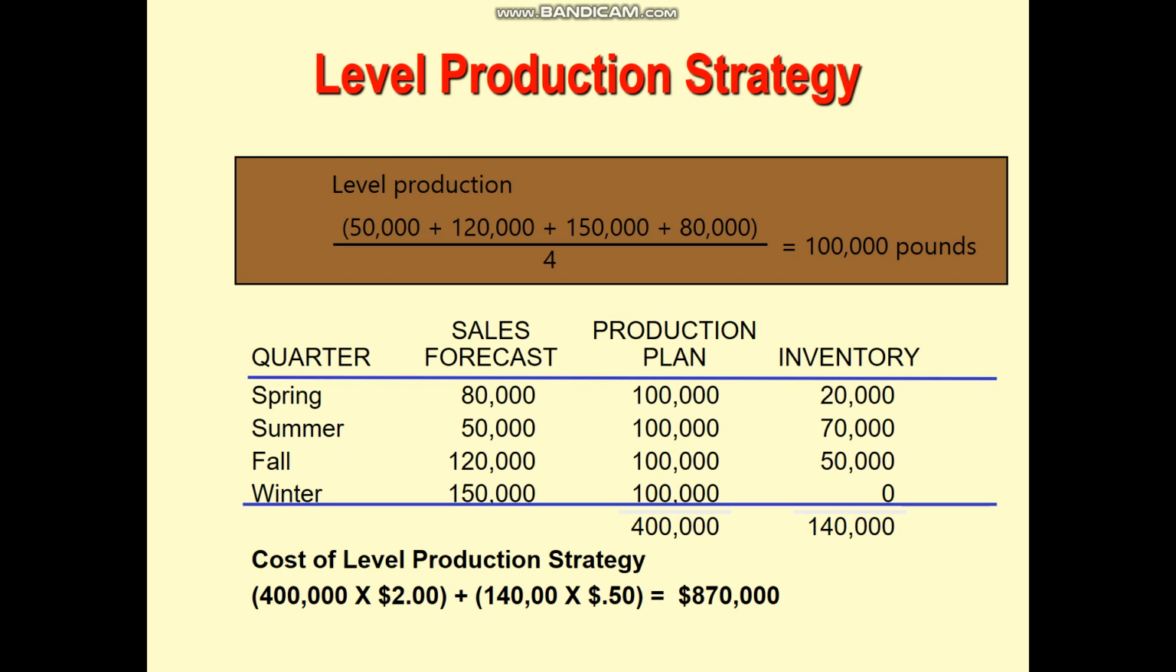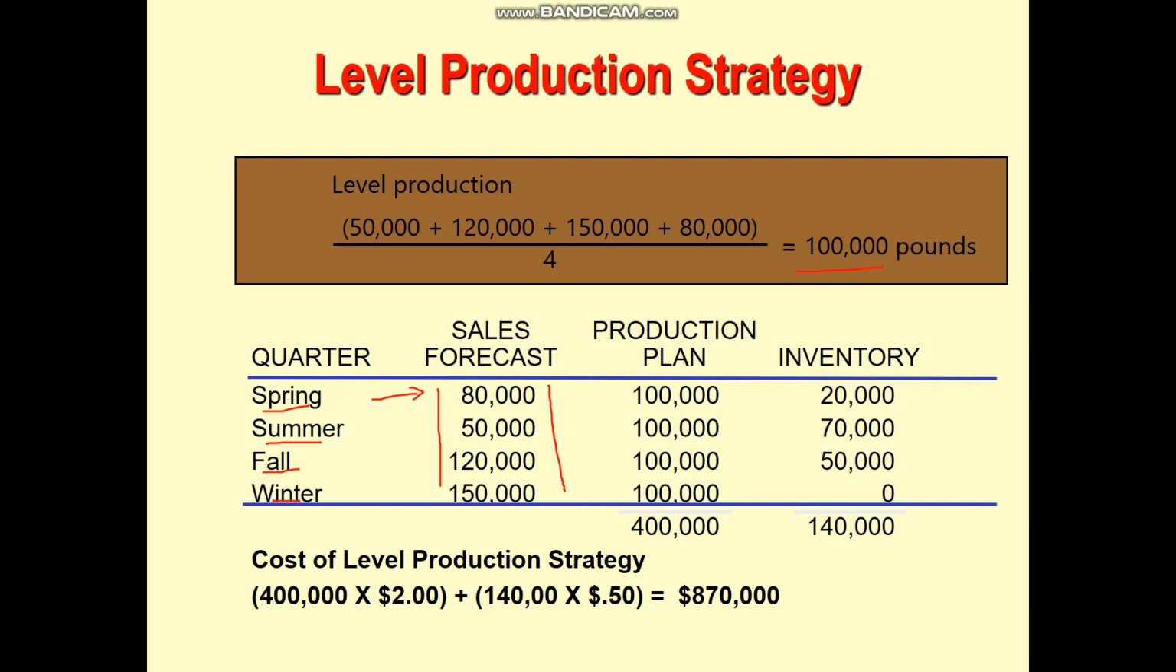Let me give you an example. I have 4 periods of time, that is spring, summer, fall, and winter, and the sales forecast for each period is in this column. So how can we determine how many products we should produce? We take the average of the sales forecast, and we have 100,000 pounds.